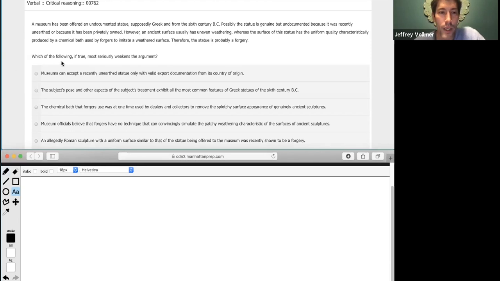All right, let's get to it. Which of the following most seriously weakens the argument? I'm going to have to bust a hole in the logic here. A museum's been offered a statue. Statue might be genuine for various reasons. But ancient surface usually is uneven weathering, and this surface is uniform, okay? And uniformity kind of signifies it could be fake, therefore it's a fake.